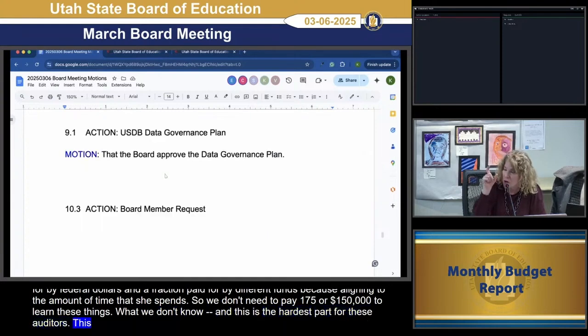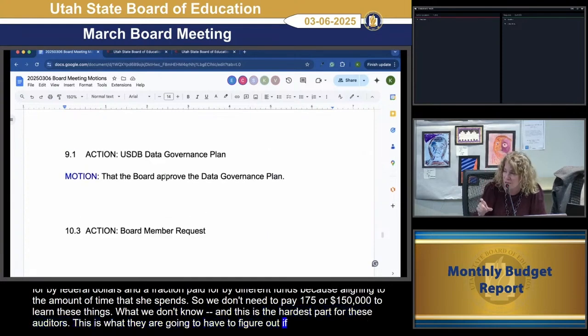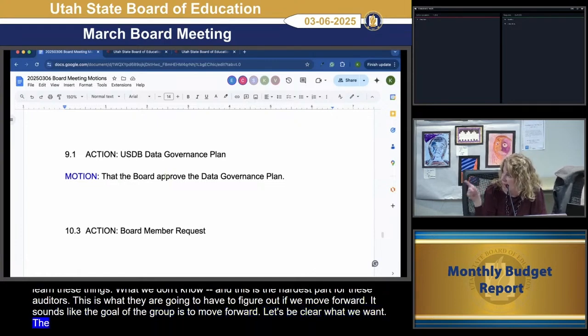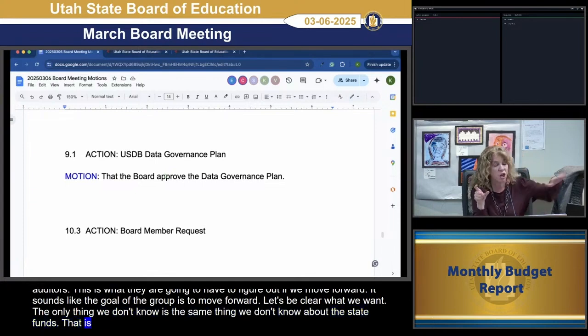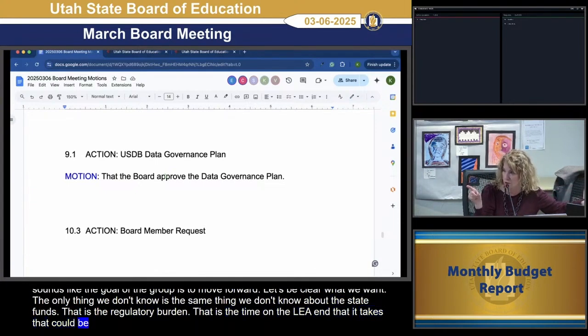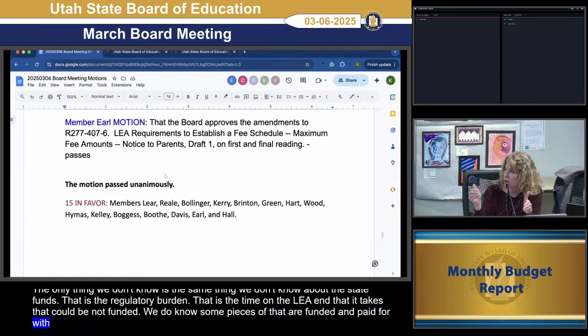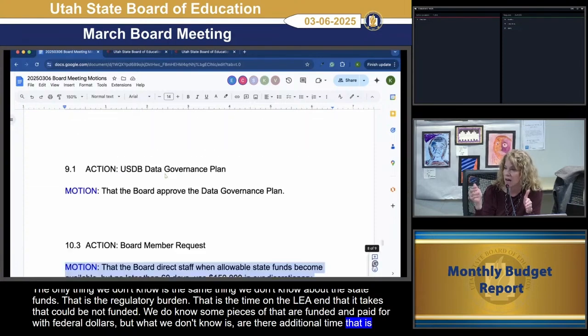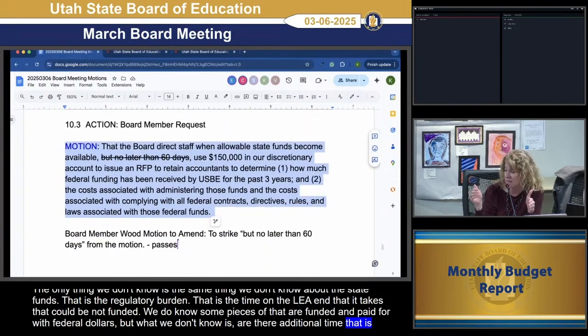The only thing we don't know is the same thing we don't know about the state funds, and that is the regulatory burden. That is the time on the LEA end that it takes that could be not funded. We do know some pieces of that are funded and paid for with federal dollars, but what we don't know is, are there additional time that is required that's not funded with those same dollars? That's what we have to figure out. Is that a simple question? I don't know, because we haven't figured it out as a state level.